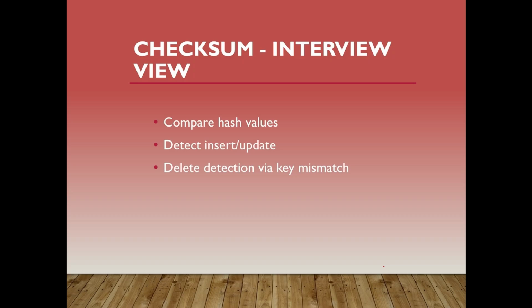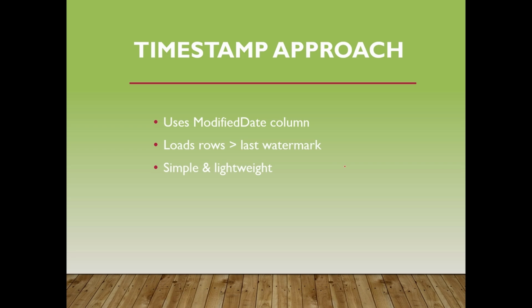So simply we can say that in checksum we have compared hash values. I have already shared the data on how we create hash data. Basically, we create one column in our table where we load the checksum value. It detects inserts, updates, and deletions by a key mismatch. If a key mismatch is happening, it means data has been deleted. In that approach, we can follow the deletion.